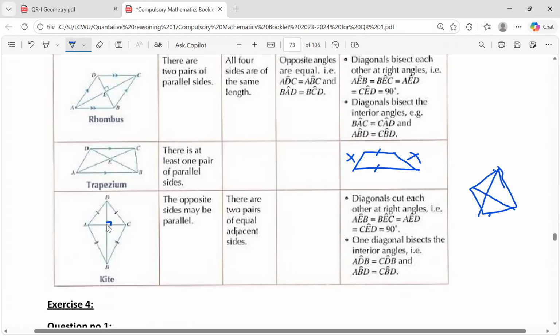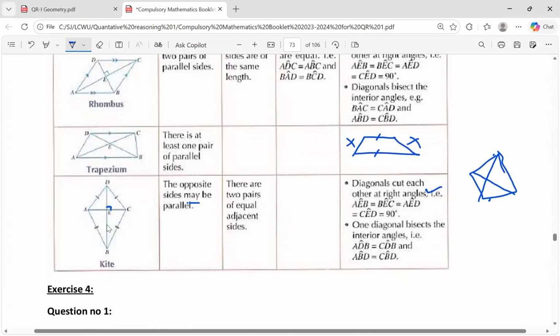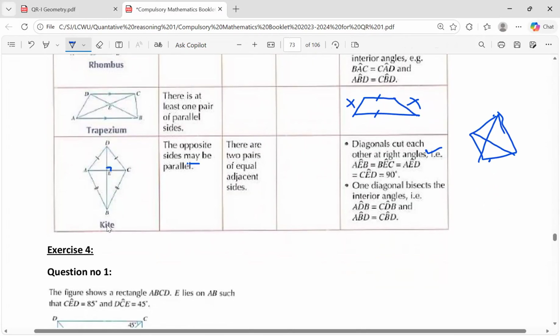So a kite is a four-sided figure or quadrilateral whose opposite sides are not necessarily parallel. There are two pairs of equal and adjacent sides, and diagonals cut each other at right angle. This is the important thing about a kite, that diagonals are at right angle to each other. One diagonal bisects the interior angle, like this diagonal bisects the interior angle, and diagonals are at right angle to each other. So the important thing is this one thing.